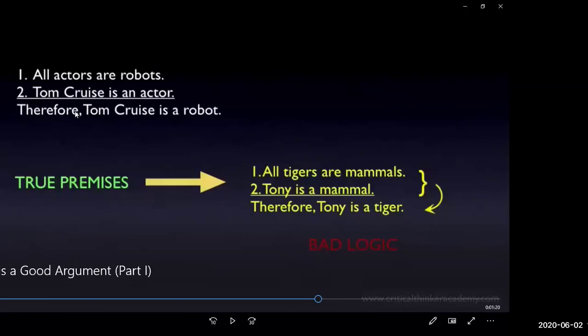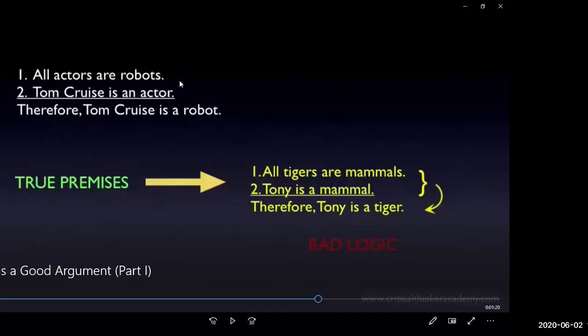No matter how correct the reasoning process or the logic is, the first premise, the first support that we have, the first evidence, was false. So the first premise is false. "All actors are robots" is a false premise. So the problem here is the problem of the false premise.